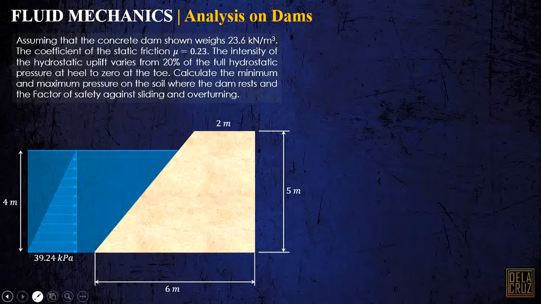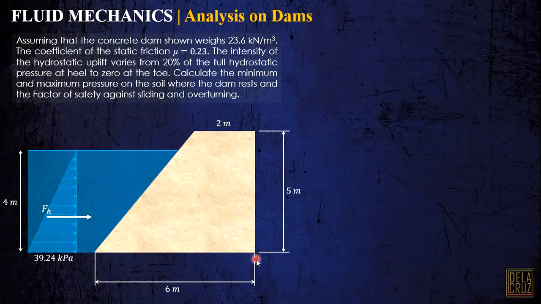So this pressure here at the bottom is just gamma of the water times 4 meters. Okay? 9.81 times 4. And this will create a resulting horizontal hydrostatic force. Okay? That is just the area of this one, or we can just simply use the hydrostatic force formula. Okay? But in order for you to see this kind of solution, kaya ito yung ginawa ko.